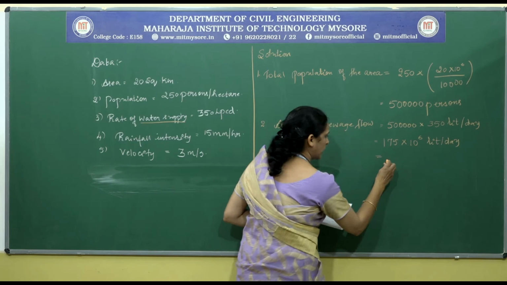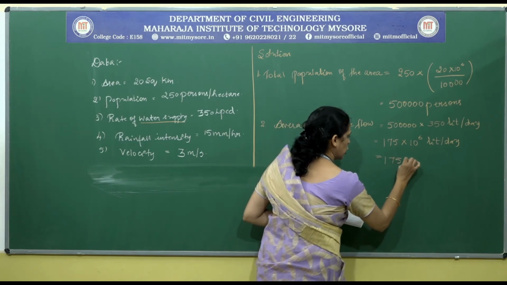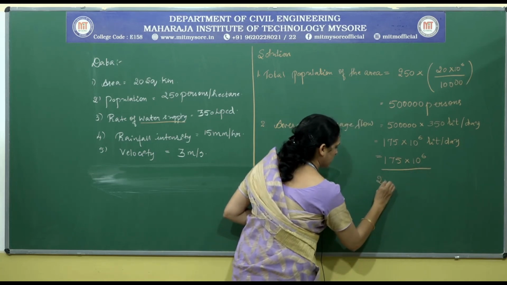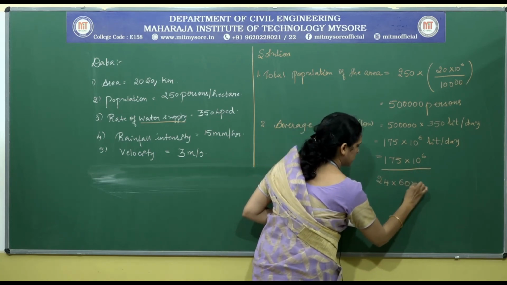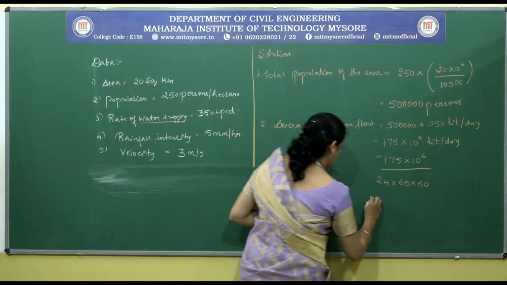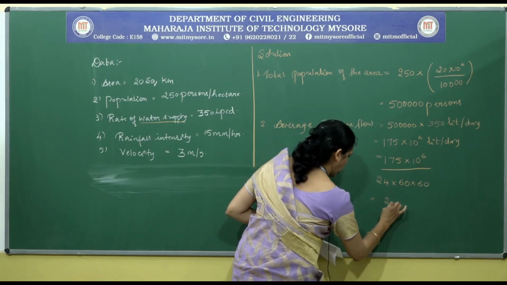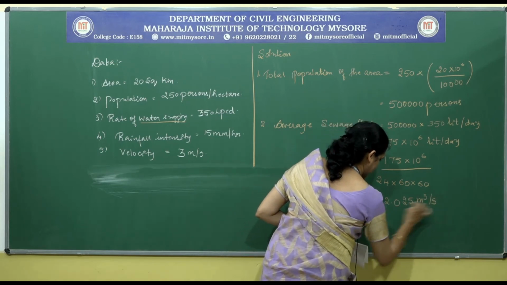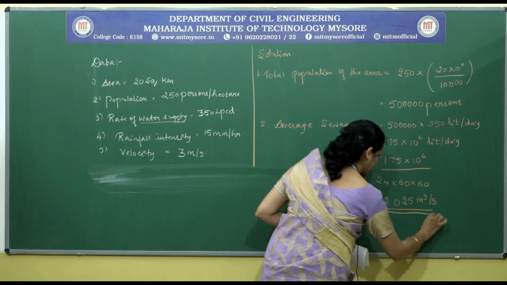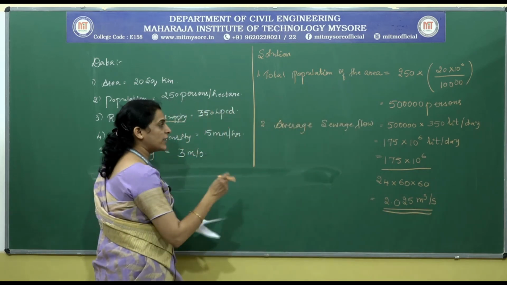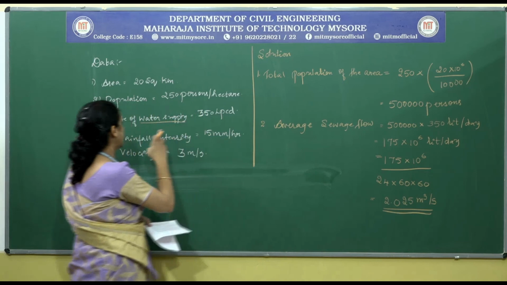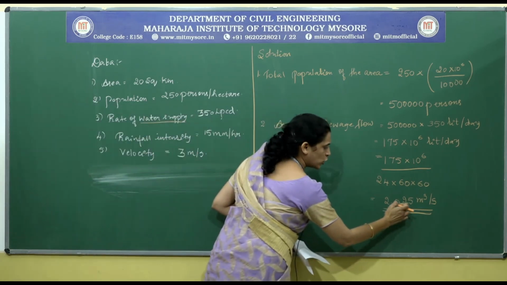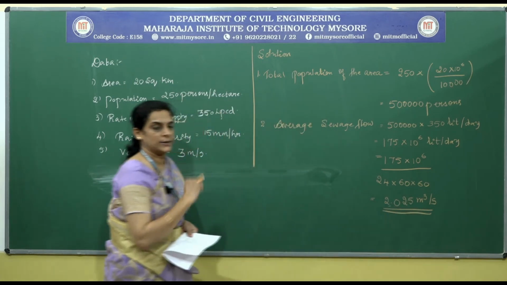So we shall convert that into meter cube per second. 175 into 10 power 6 divided by 24 into 60 minutes into 60 seconds, we get around 2.025 meter cube per second. So average sewage flow at the rate of 350 LPCD is 2.025 meter cube per second.